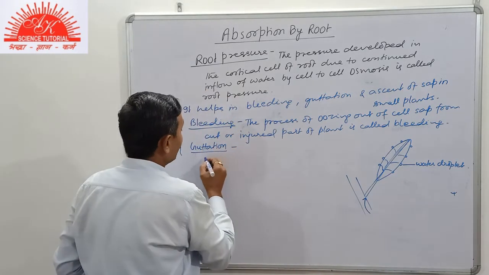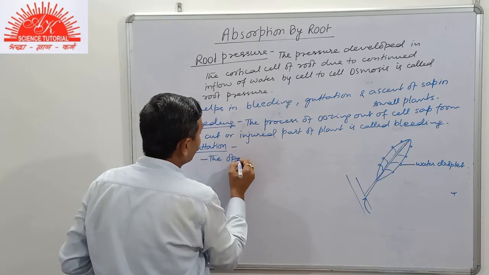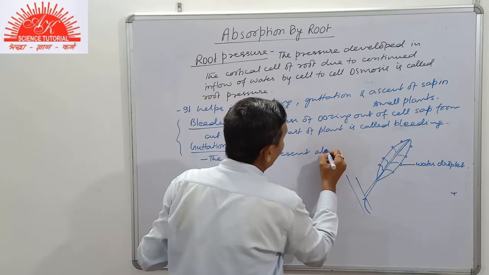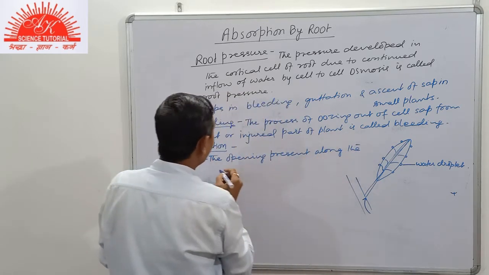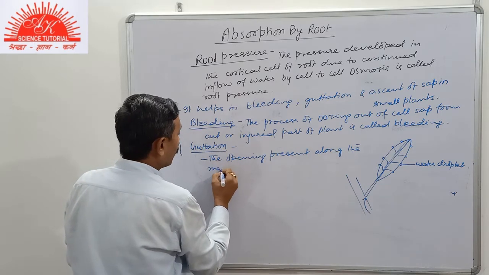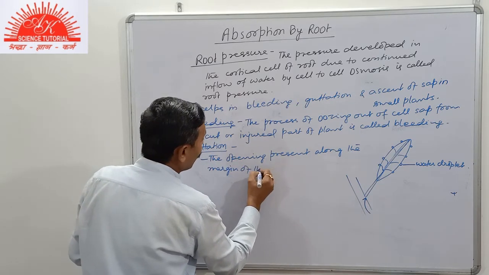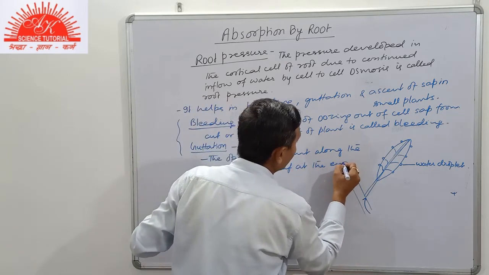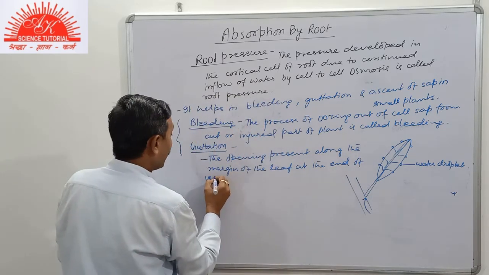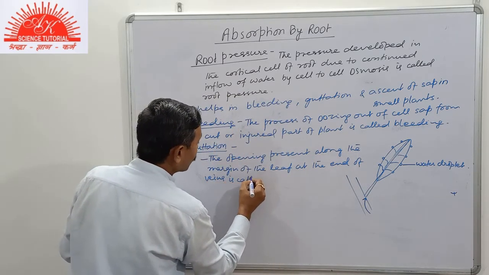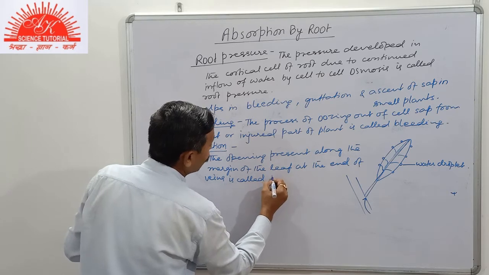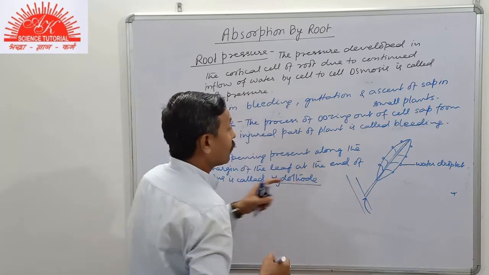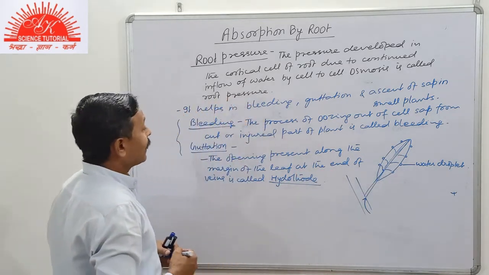So we can write here that the opening present along the margin of the leaf, at the end of veins, is called hydathode. So through this opening guttation takes place.